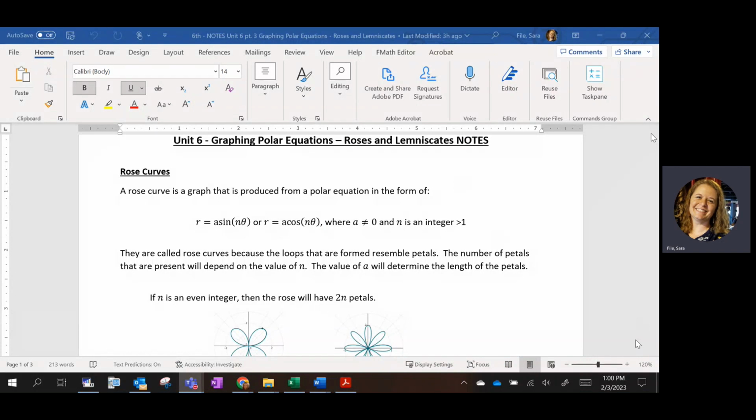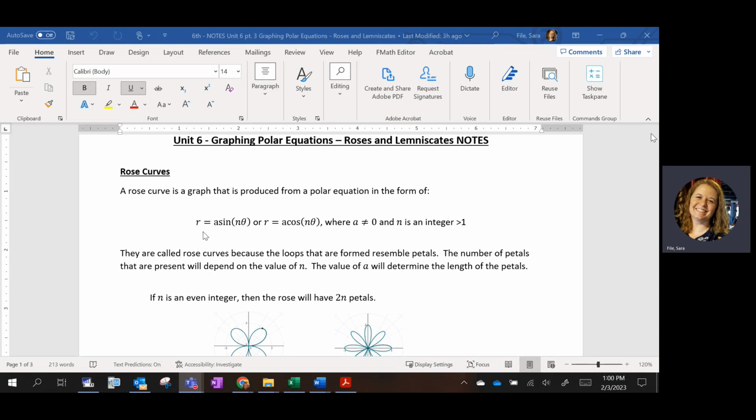Rose curves were one of the curves that you got to explore in the Desmos lead-in activity for polar graphs. It's called a rose curve. It doesn't look like a rose, but it does look like a flower. It's got these petals. The format of the equation for it to be a rose curve looks like this.